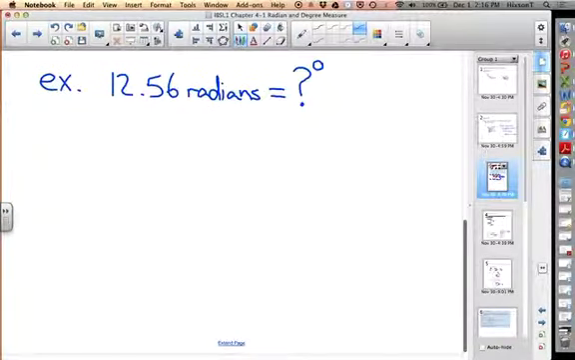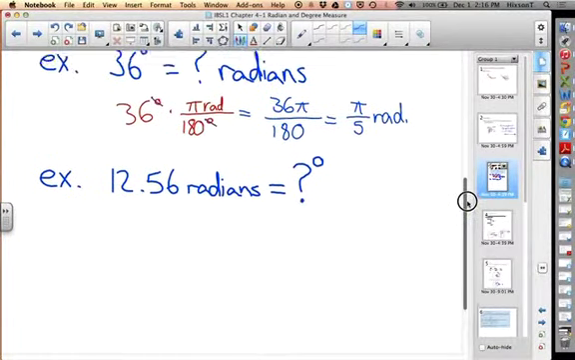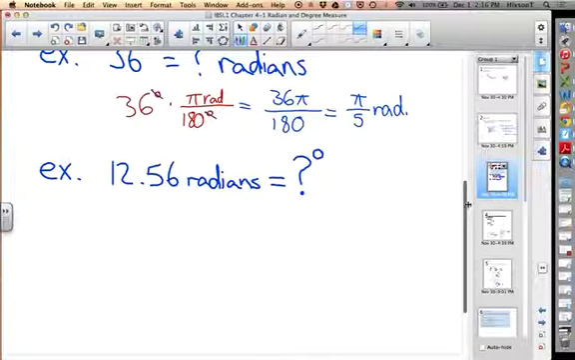If we're going the other way, what would I multiply 12.56 radians by? 180. Good. 180 would be in the numerator. Pi radians would be in the denominator. I'm multiplying the 12.56 radians by that. The whole point of doing that is so that my radians will cancel out.